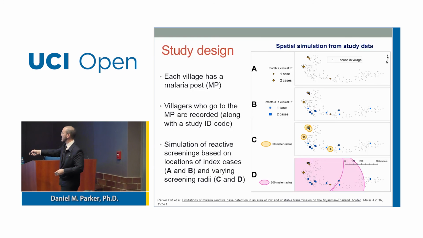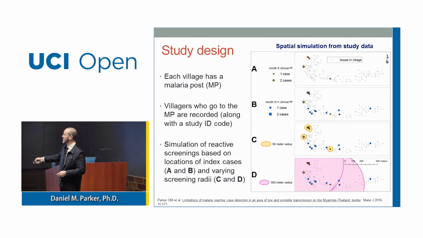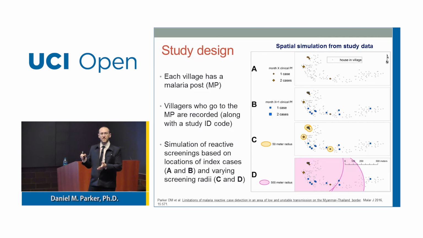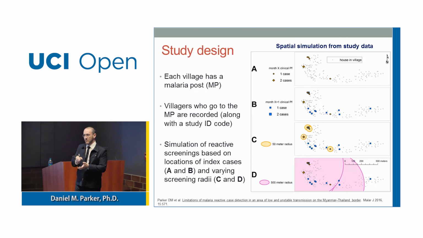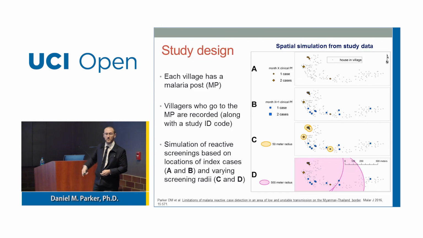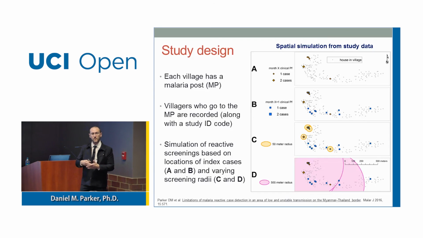Right here, you can see the buffers around those original cases from month X, and I would have detected these using a 50-meter radius, but I would have missed these, and these. But then I toggle that radius up by 50-meter intervals. So it starts at just the house level, then 50 meters, 100, 150, all the way up to 500 meters radius, which is pretty large. And at that point, I'm detecting most of the cases. I'm just missing this one here. And then I repeat this for all 4 villages for every time step, for each month during the study period.